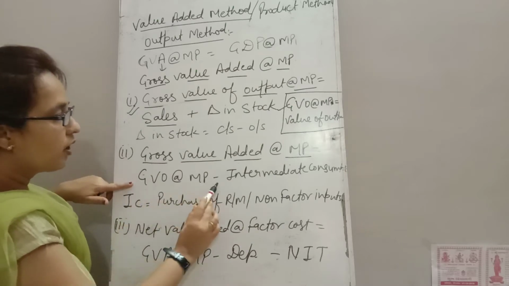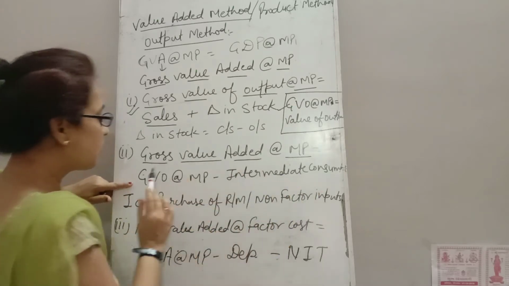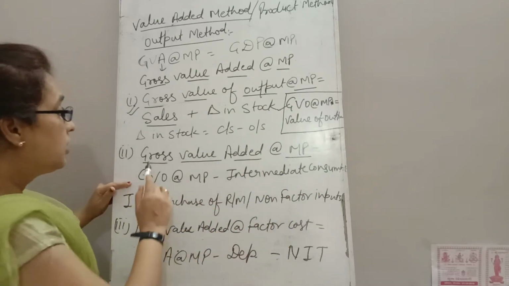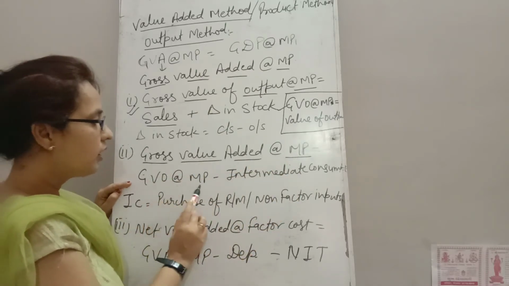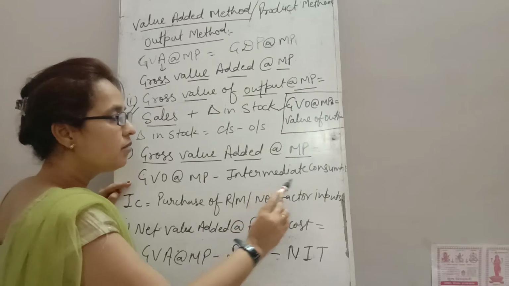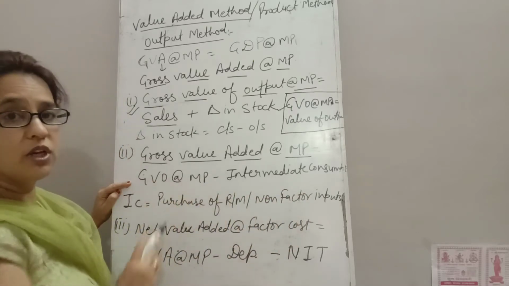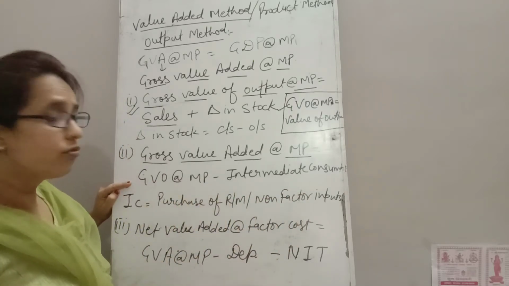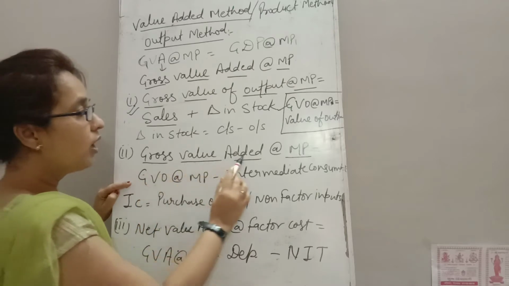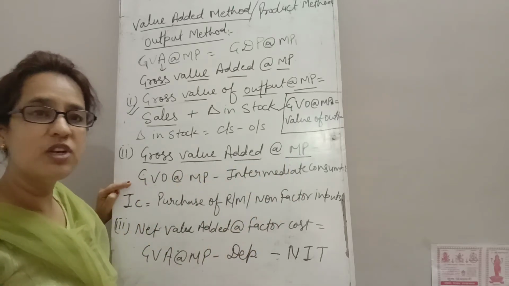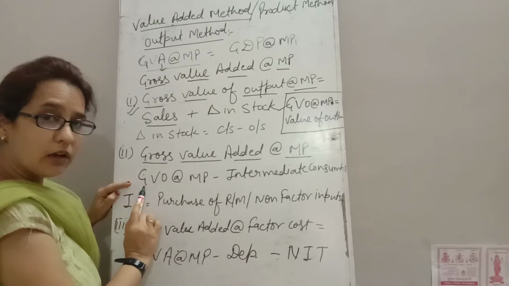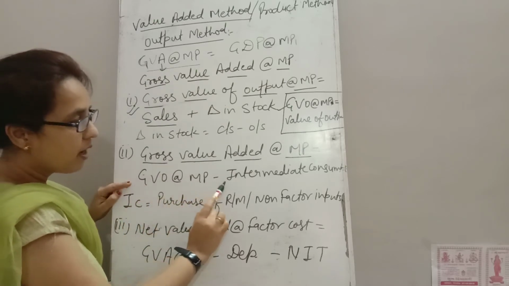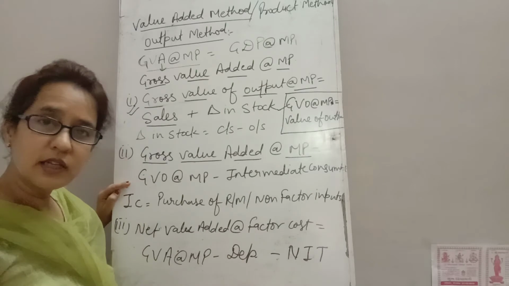GVA at market price is GVO at MP minus intermediate consumption. What is the short form of gross value added at market price? That is GVA at market price. How to calculate it? GVO at MP minus intermediate consumption.